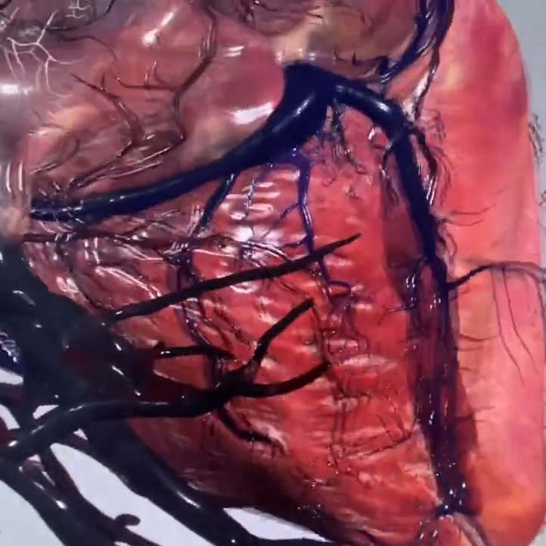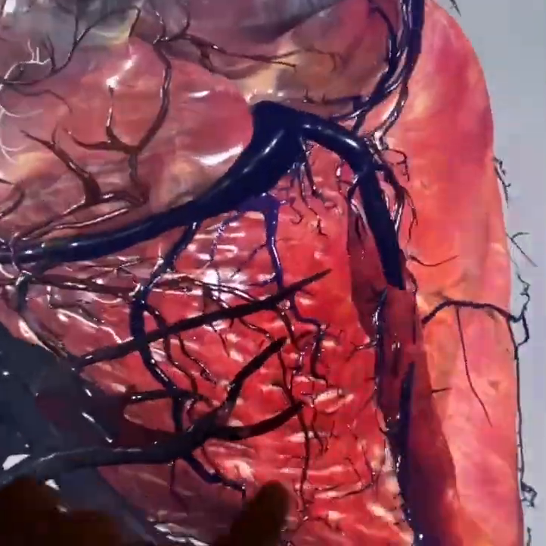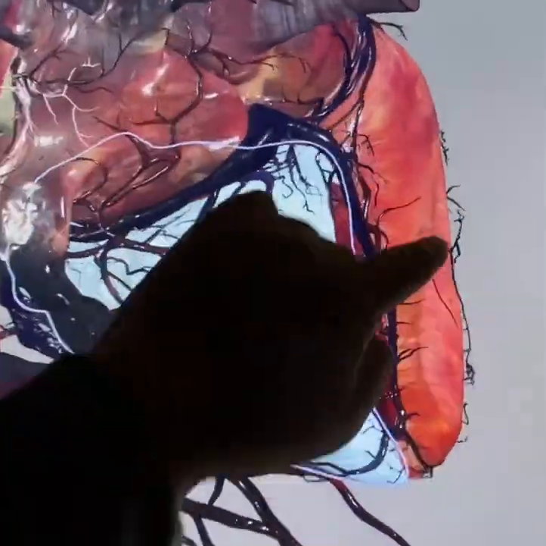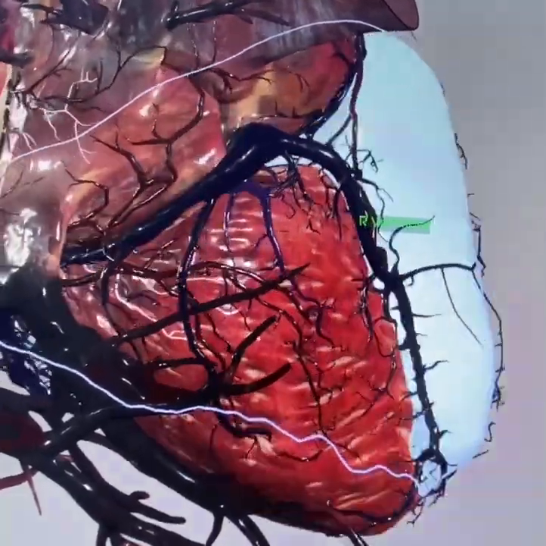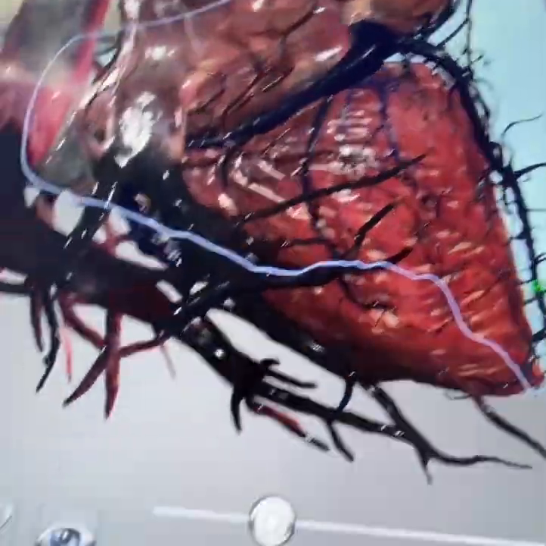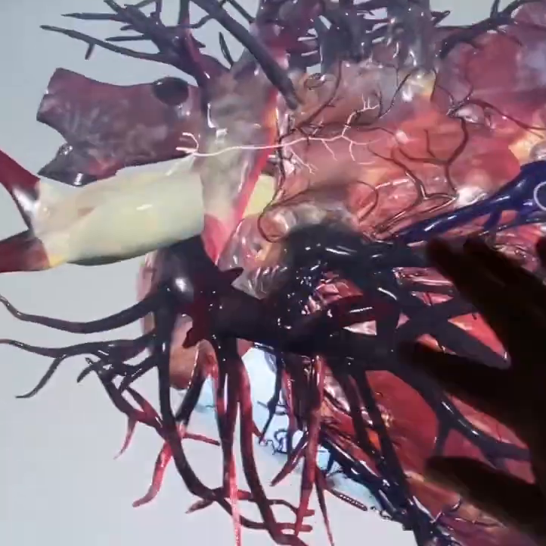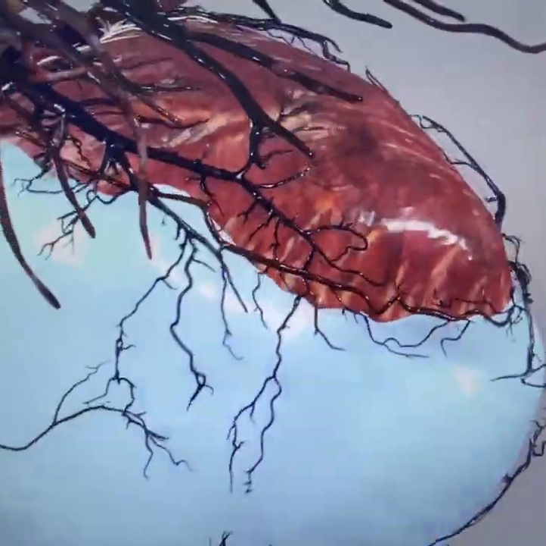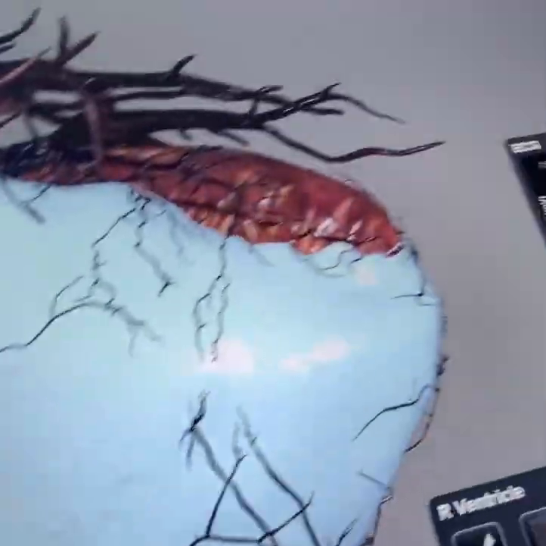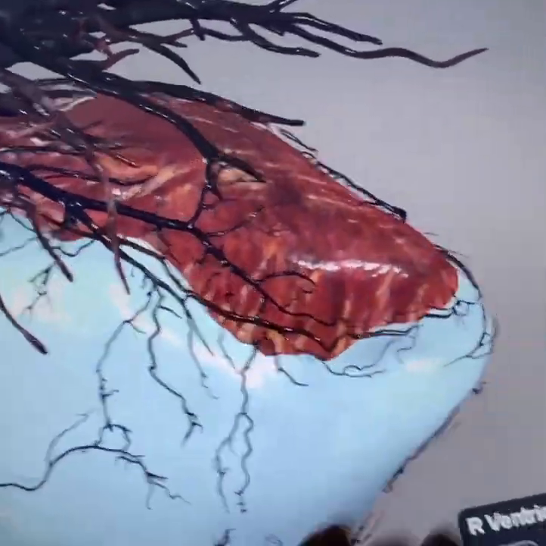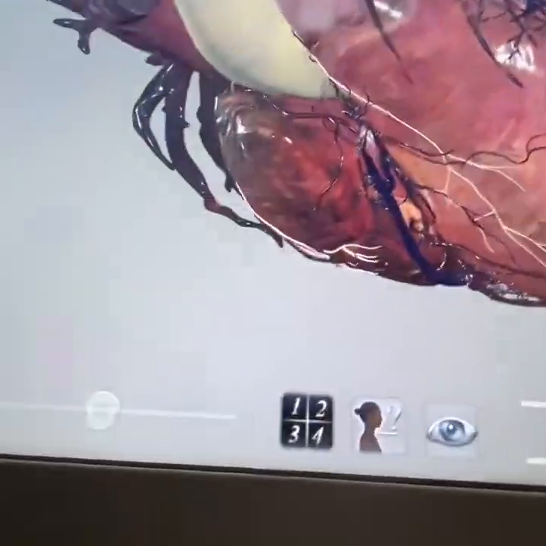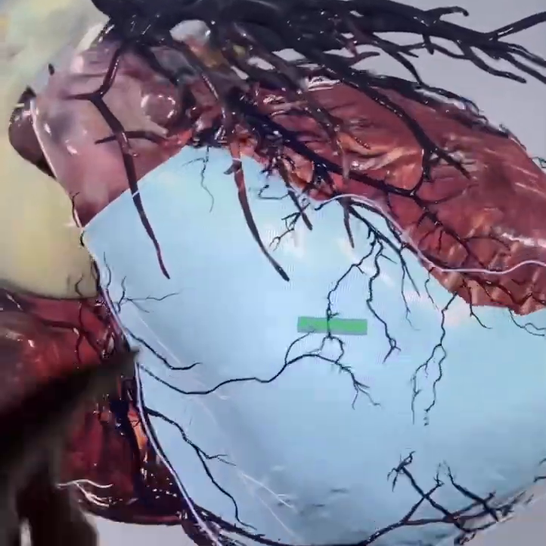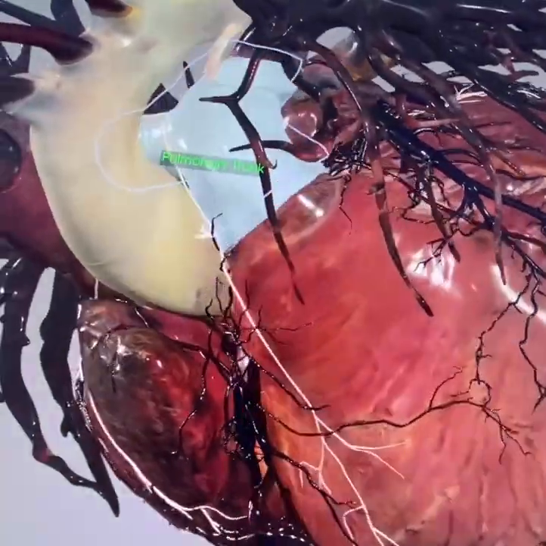Posterior interventricular sulcus separates the left ventricle here from the right ventricle here. If you have a posterior interventricular sulcus, you also can see that there's an anterior one. Right here. All right, those are internal structures, of course. Sorry about that. Of course, the right ventricle right here leading into your pulmonary trunk.